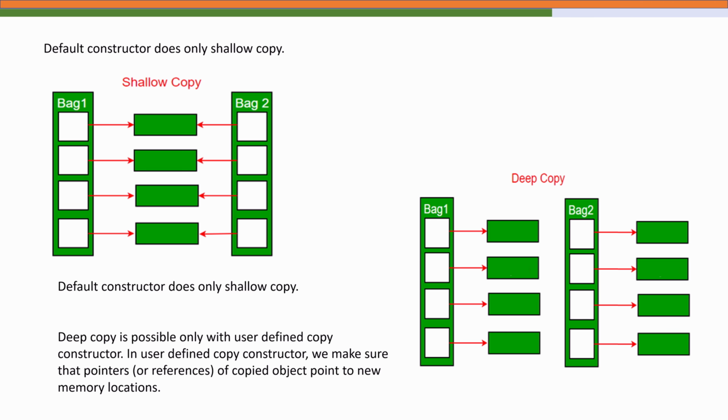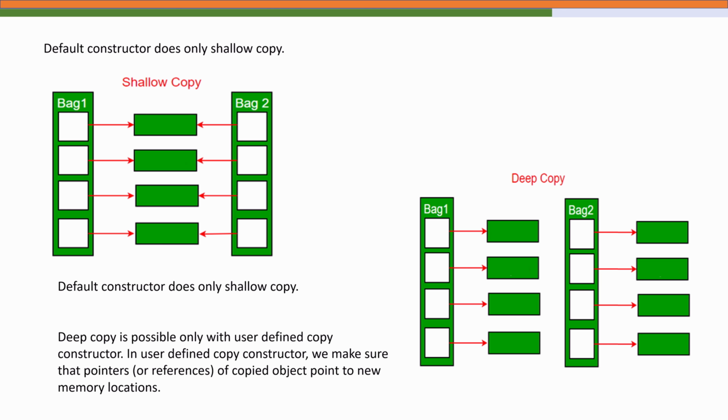So to avoid this problem, we use a user-defined copy constructor. That is, we define our own copy constructor and we do not rely on the default shallow copy constructor provided by the compiler. In a user-defined copy constructor, we make sure that any pointers or references in the copied object point to newly allocated memory. This process is called deep copy. It ensures that each object has its own independent copy of the data. In short, the default copy constructor performs a shallow copy and a user-defined copy constructor enables deep copy that keeps the object safely independent.